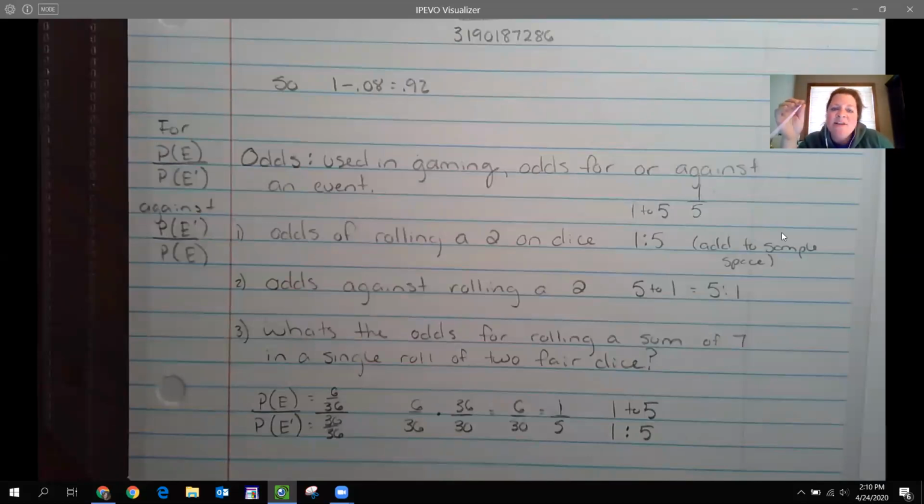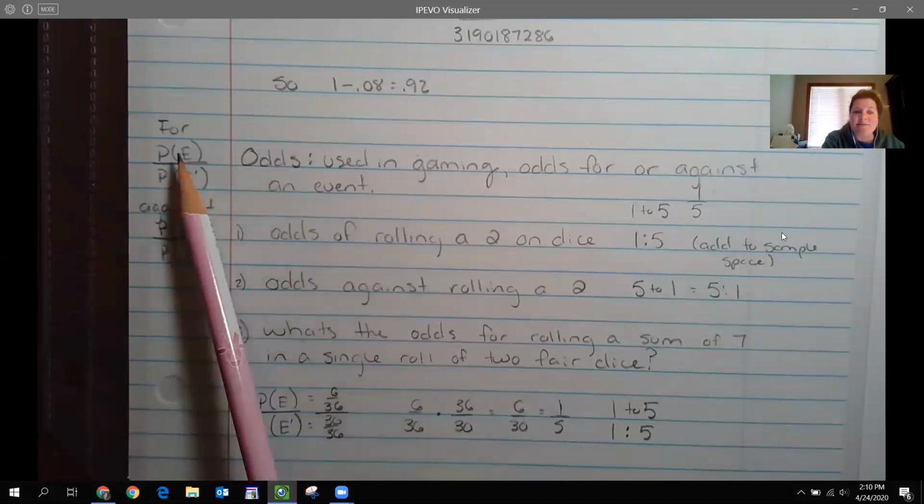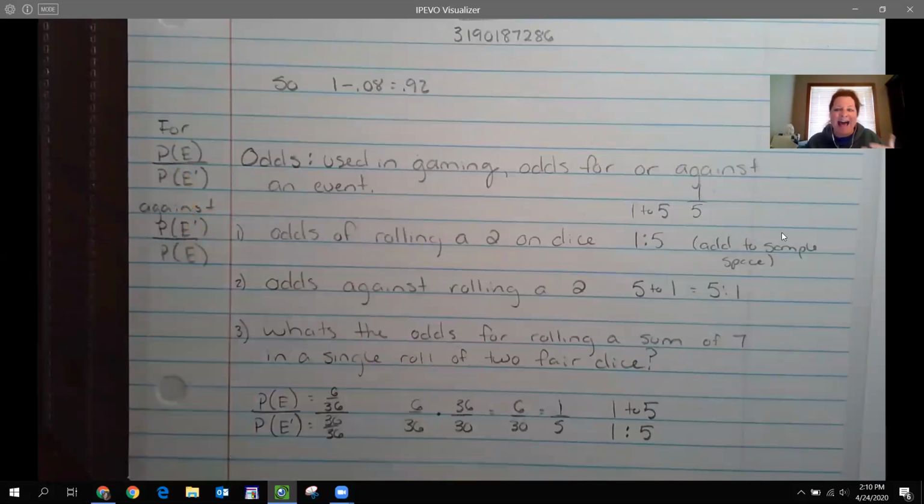Okay, so odds are used in gaming, and they're for or against, one or the other. So for is the probability of the event divided by the probability of not the event. The against is the probability of not the event divided by the probability of the event.